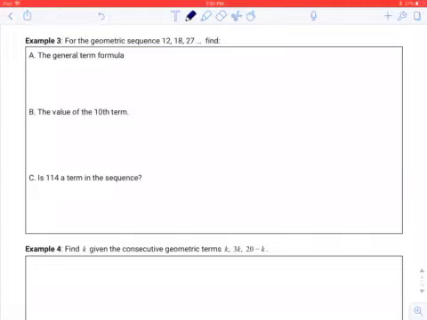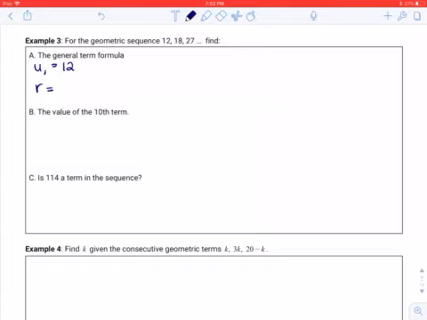All right, so we're still on lesson 3 and we're going to tackle examples 3 and 4. So we're looking at a geometric sequence 12, 18, 27, and it's asking us to find the general term formula. So we need two pieces of information. We need the value of u1, the first term, which is 12. We also need the common ratio. It's not immediately obvious to most people what the common ratio is to go from 12 to 18 to 27.